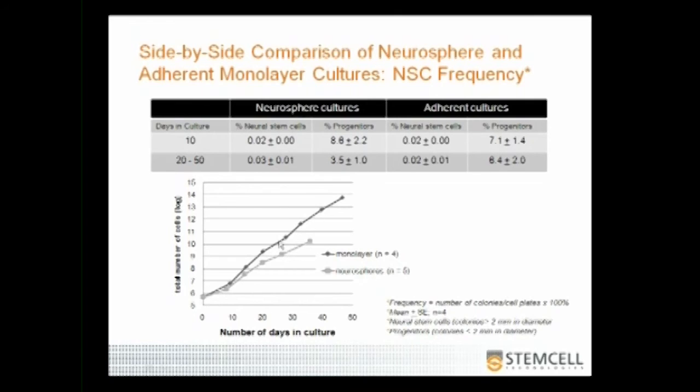I showed you previously that the expansion of total cells in the adherent monolayer culture system is higher compared to the Neurosphere culture system. Do we see an expansion in neural stem cells? Using the NCFC assay to measure neural stem cell numbers at different passages in the Neurosphere or the adherent monolayer cultures, we found that the high expansion of total cells in the adherent cultures is mainly due to the increase in progenitor cell expansion, as seen in the large number of colonies smaller than 2 millimeters in diameter. However, as you can see, the number of neural stem cells as measured by the number of colonies greater than 2 millimeters in diameter is comparable for the Neurosphere culture and the adherent monolayer cultures.